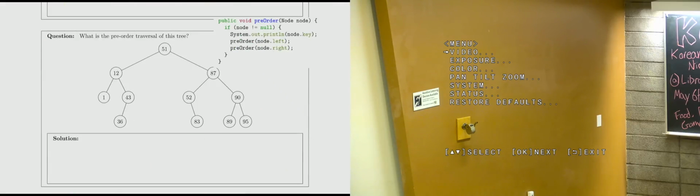In ascending order. Yes, correct. So that's the meaning of in order. So on the pre-order, what is the first element I'm going to visit? What is the first element I'm going to print out? 51. Okay. First. What about the second?